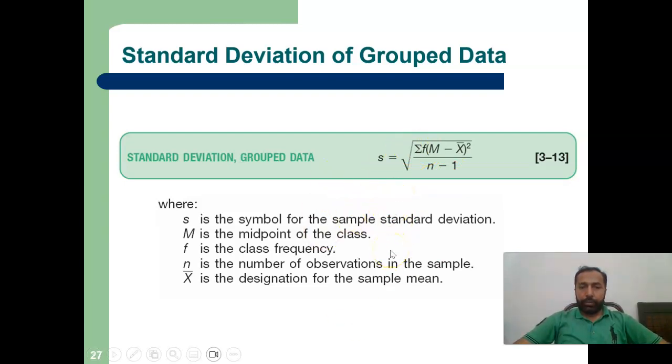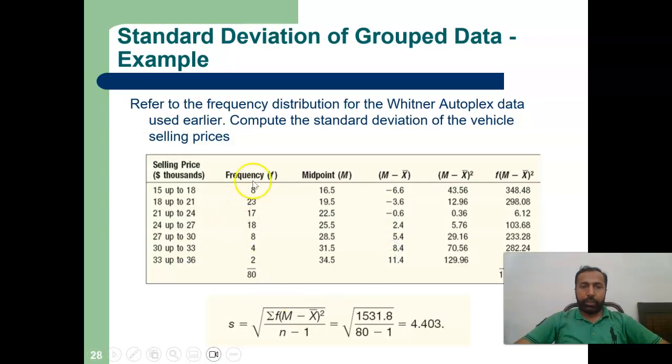Okay, now let's move to its calculation. This is the same data. We had calculated the midpoint. We had calculated the mean in the last slide. So now we shall subtract that mean from each of these midpoint values. So 16.5 minus the mean which we calculated in the last slide.